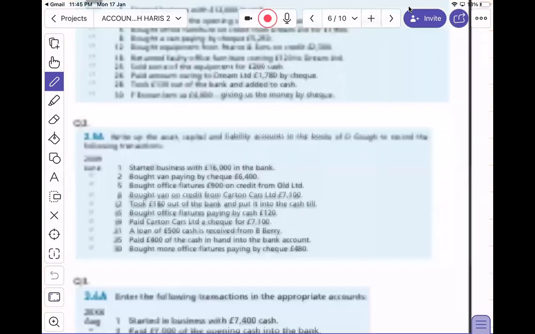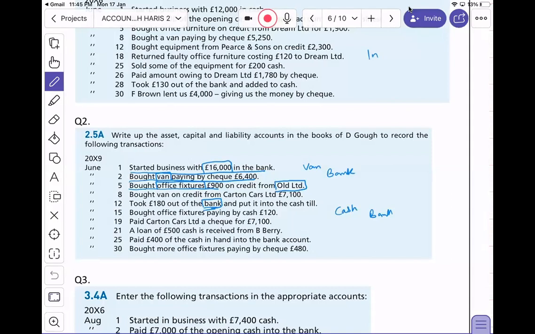Now if you look at the entry on 15th June 2009, bought office fixtures paying by cash. Office fixtures is an asset, so an increase in an asset gets debited. Office fixtures are coming in, so office fixtures would get debited.